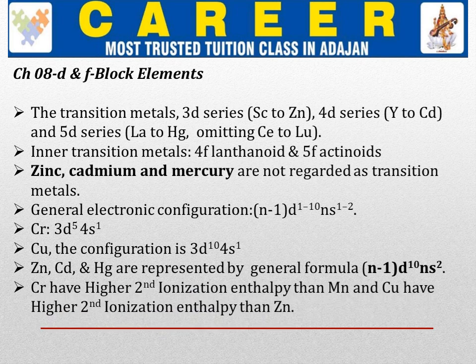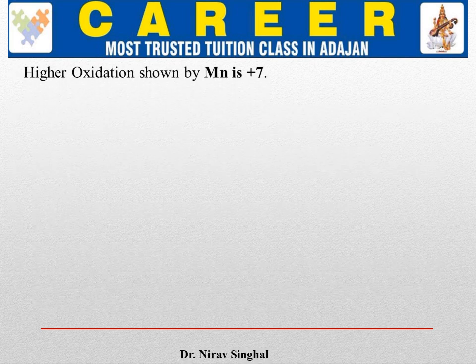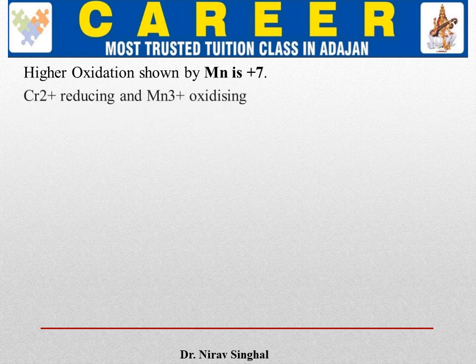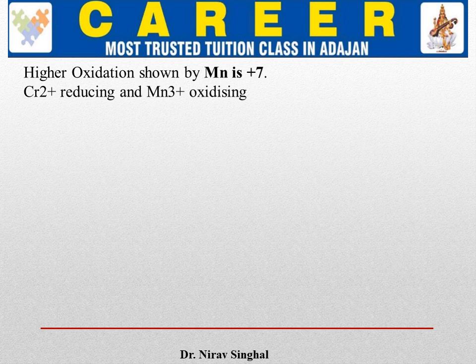Chromium has a higher second ionization enthalpy than Mn, and copper has a higher second ionization enthalpy than zinc, due to half-filled and completely filled stable configuration. The highest oxidation state shown by Mn is +7. Cr2+ is reducing in nature whereas Mn3+ is oxidizing in nature.